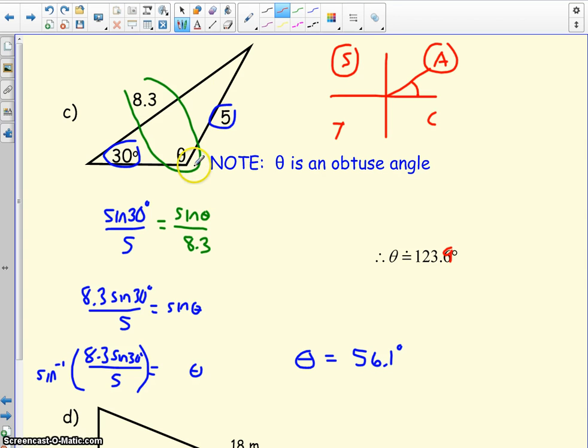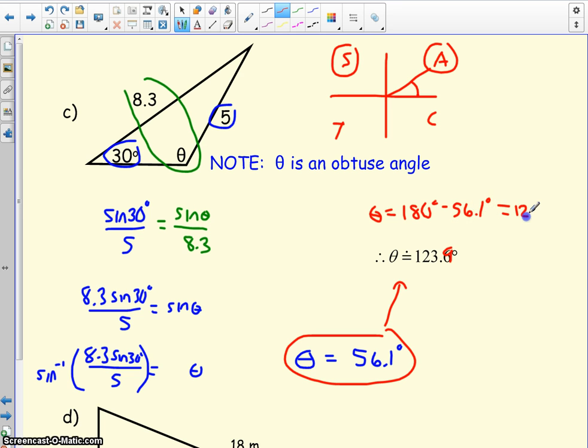So in this situation, you have to recognize that even though your calculator is giving you 56.1 as an answer, your answer should actually be the answer in quadrant 2, which is 180 degrees minus the answer your calculator gives you. That should give you 123.9.